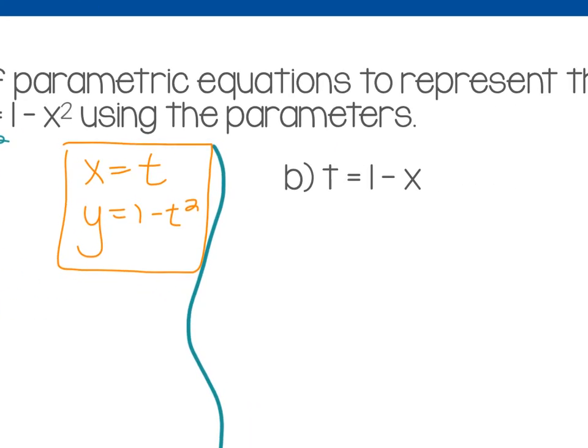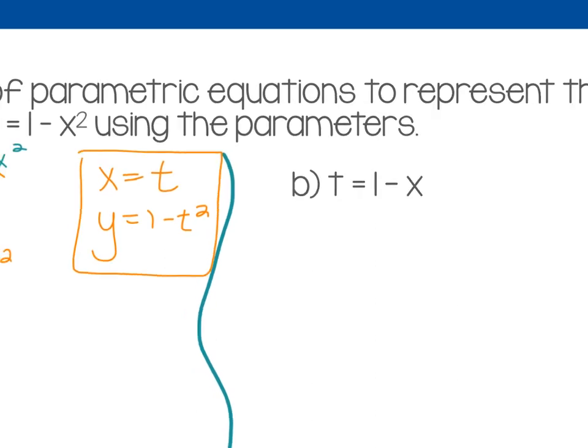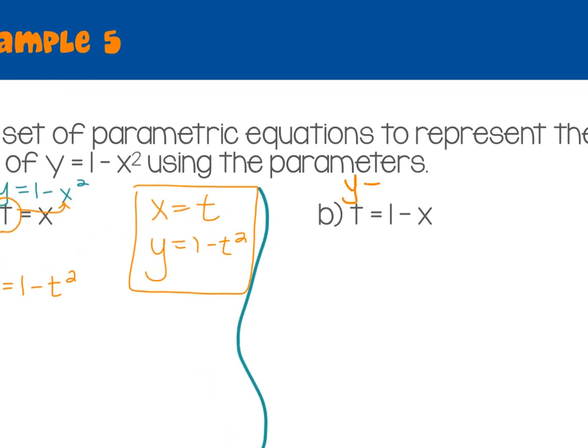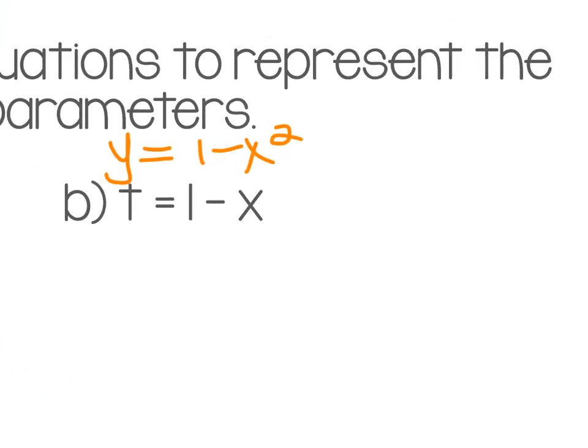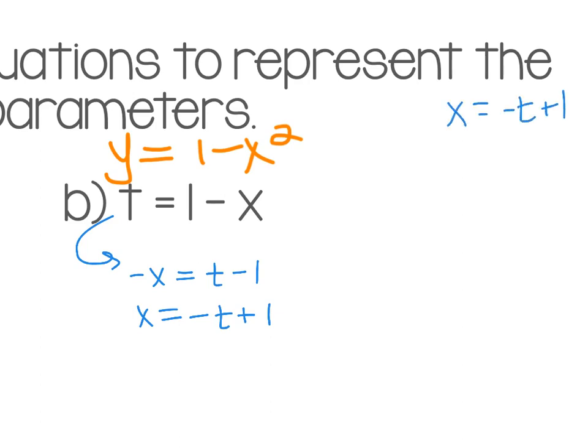Okay, now look at B. T equals 1 minus x. Again, you're still using the first one, which is that y equals 1 minus x squared. So which of these equations already has the t? The second one, right, or the x. So I'm going to solve it for x this time. So I would say that negative x equals t minus 1, and x equals negative t plus 1. So that's the first one. And again, order doesn't matter. You can make that 1 minus t if you want.